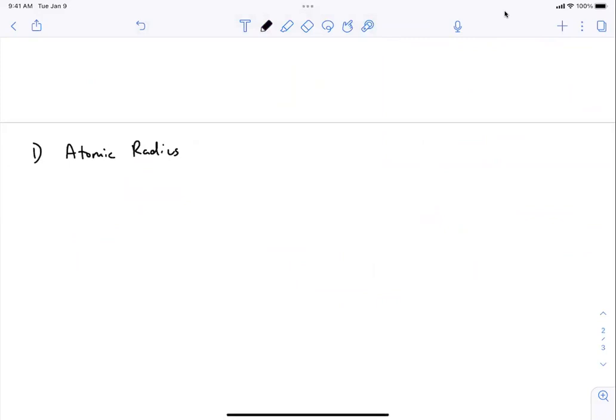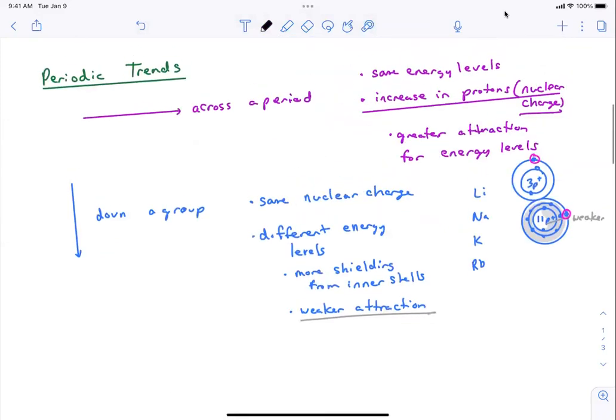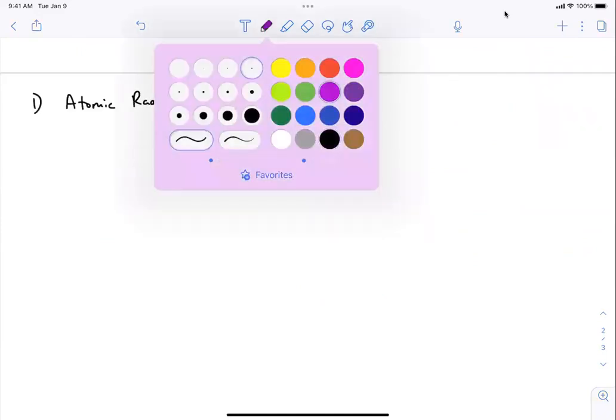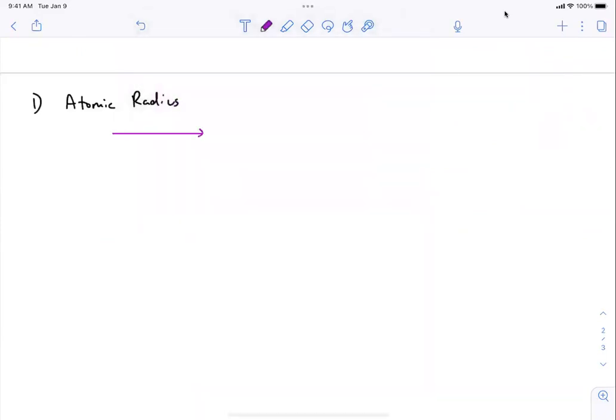Okay. So first trend, atomic radius. As you go across a period, what should happen to your atomic radius? Yes, Sammy. Why decrease?